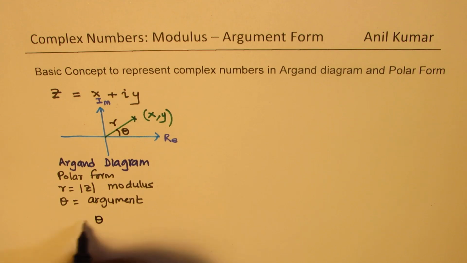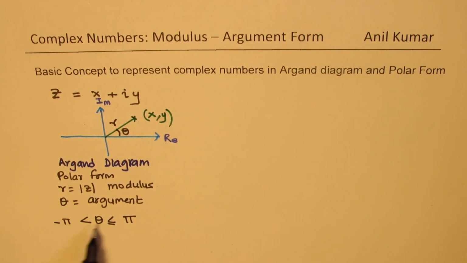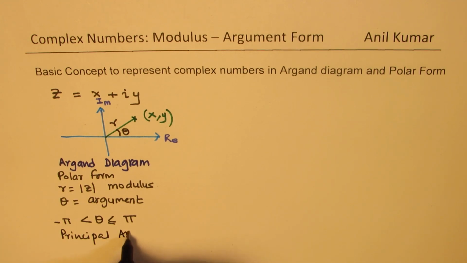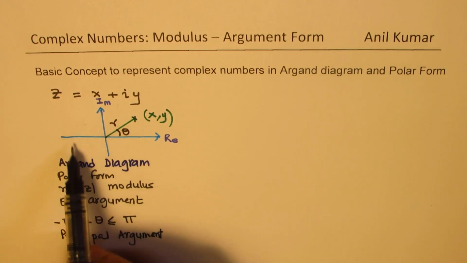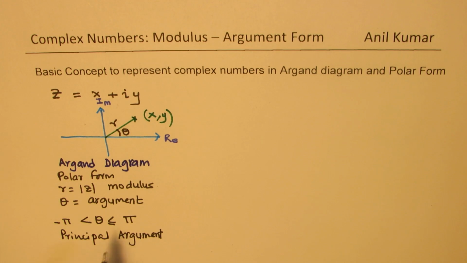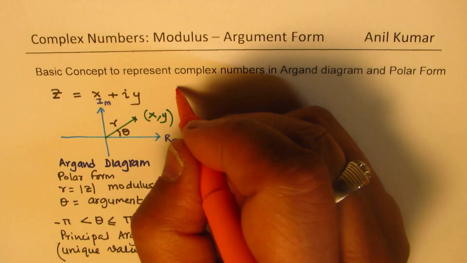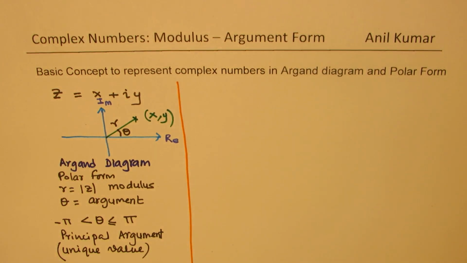Now the value of theta is taken from minus pi to plus pi. If you take the value from minus pi to plus pi, this is called the principal argument. You can always add 2 pi and get many values, but this makes it unique. That is the reason. So we normally work with the principal argument, which is unique, and always in radians.